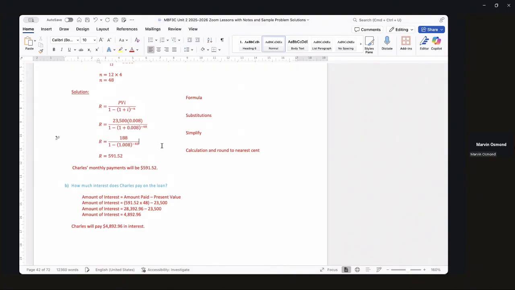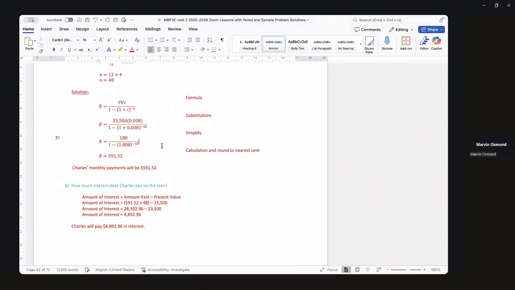1 minus, and then another bracket, 1.008, close that bracket, to the exponent negative 48, and then put another bracket there to close that bracket, and then press enter, and I get 591.516571. Round that to the nearest cent, or nearest penny, it would be 591.52. So again, Charlie's monthly payment will be $591.52.